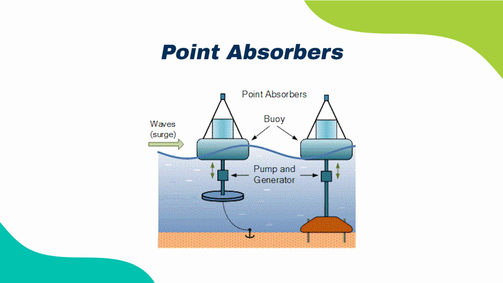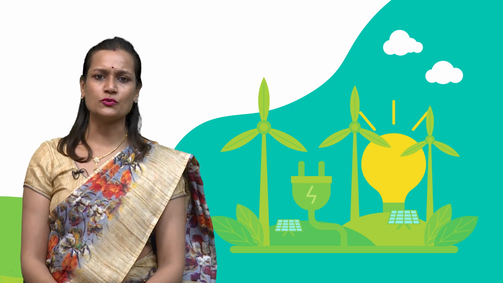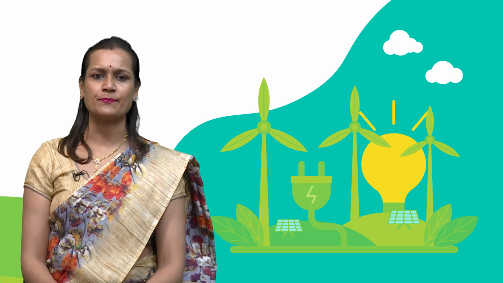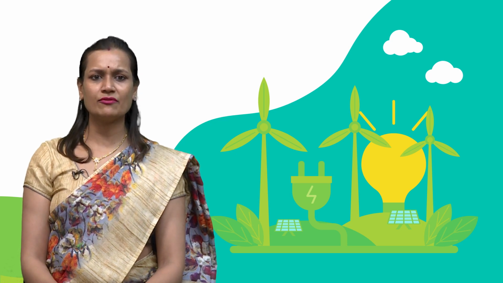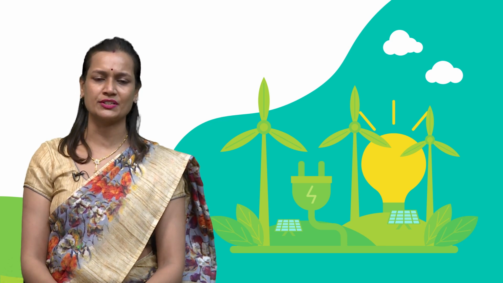Number 1, point absorbers. Point absorbers are floating structures that move with the up and down motion of waves. They consist of buoyant platforms connected to generators. As waves pass beneath the platform, it rises and falls, causing the platform to move. This motion is used to drive a generator which converts the mechanical energy into electricity. Point absorbers are relatively simple in design and can be used in wide range of wave conditions.